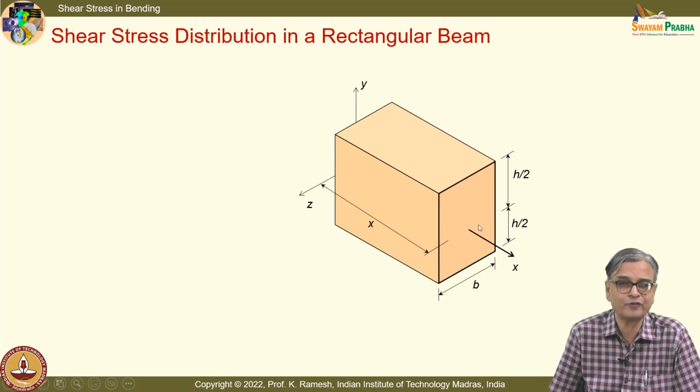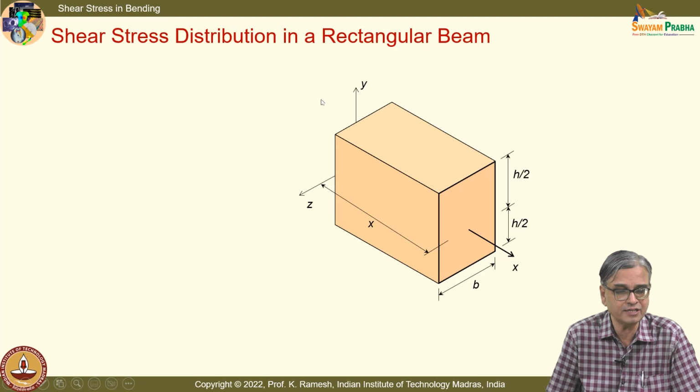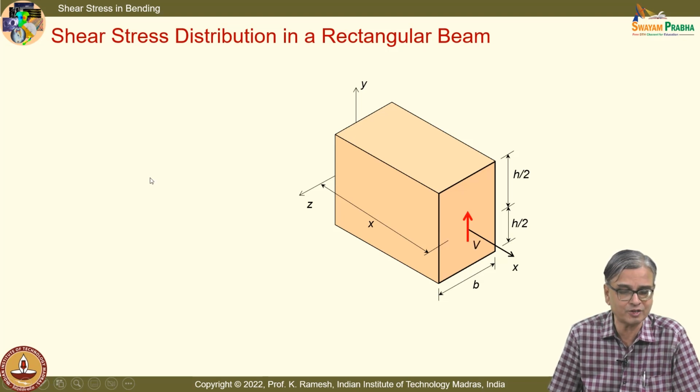Now let us do it for a rectangular cross section, and see how the shear stress distribution is. Here you can find out Q. You can easily find out Q because it is a very simple cross section. Please make a neat sketch.